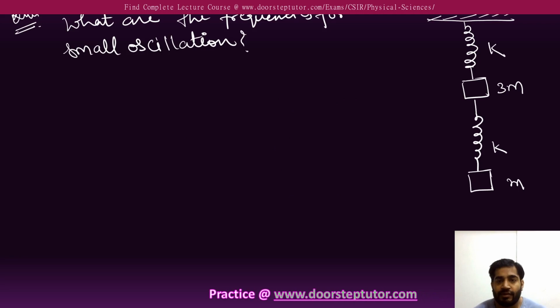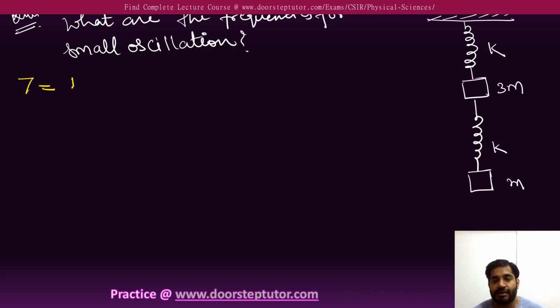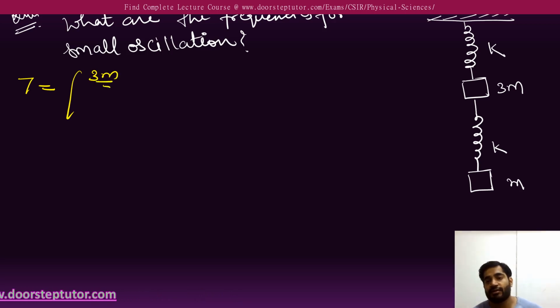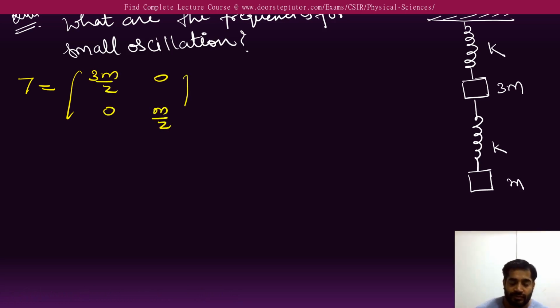So here we have two different masses, 3m and m, and springs attached in such a way that both have spring constant k, one over another. We have to find the frequency using small oscillations.